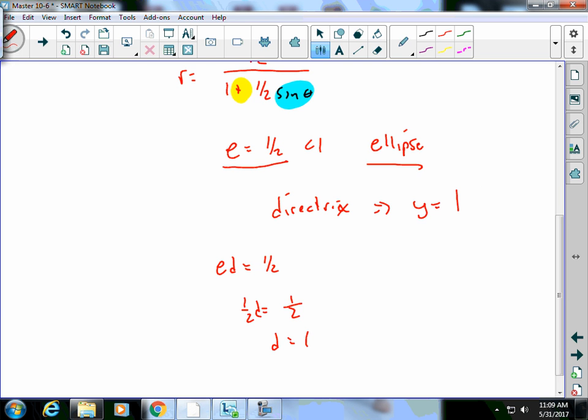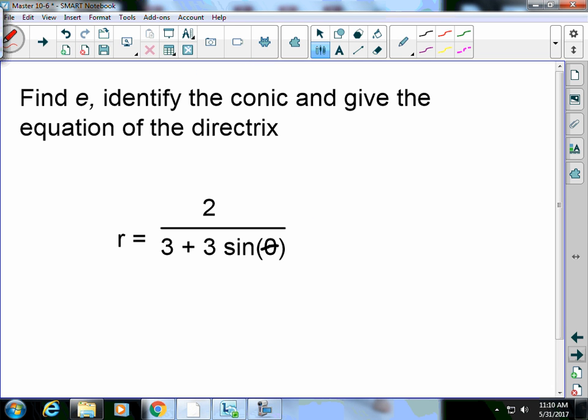Right, when I multiply through by the 1/2 or divide through by 1/2, D is equal to 1. So Y is equal to 1. All right, let's do another problem.